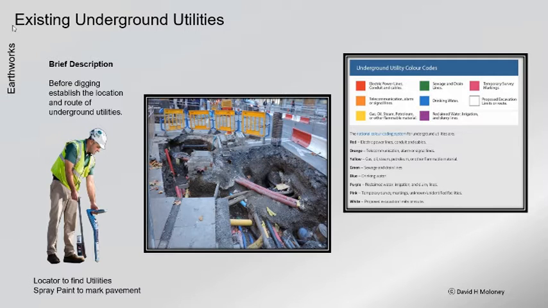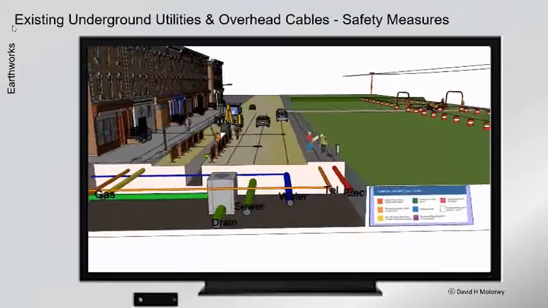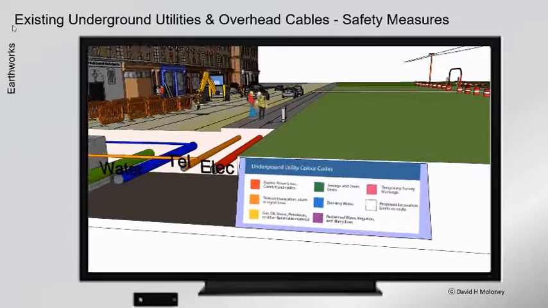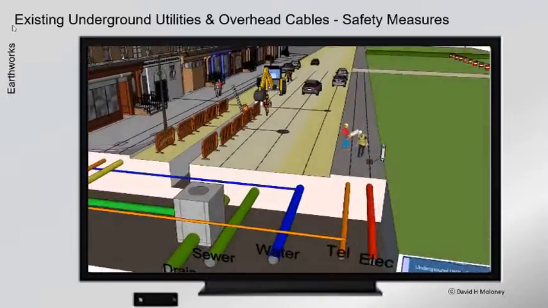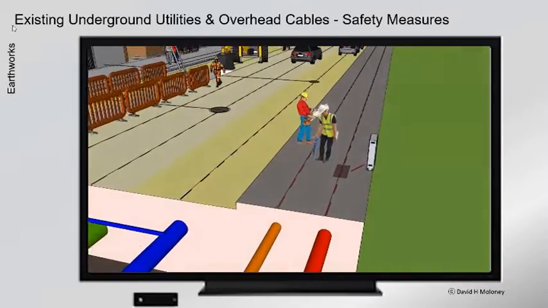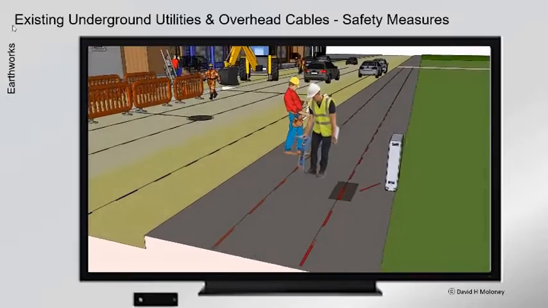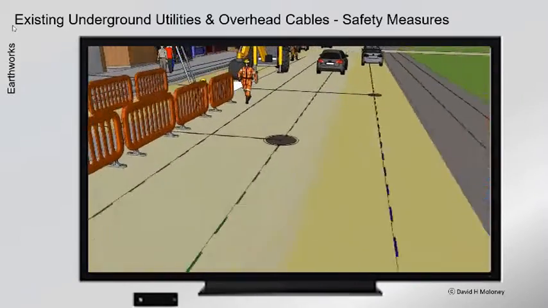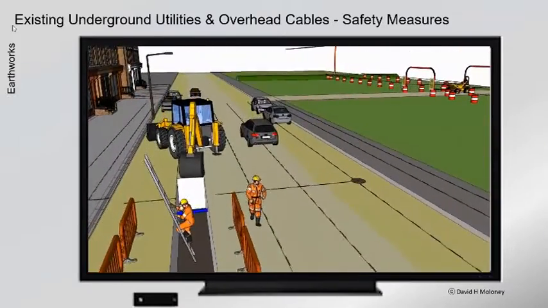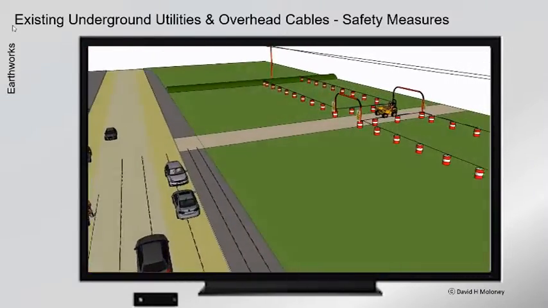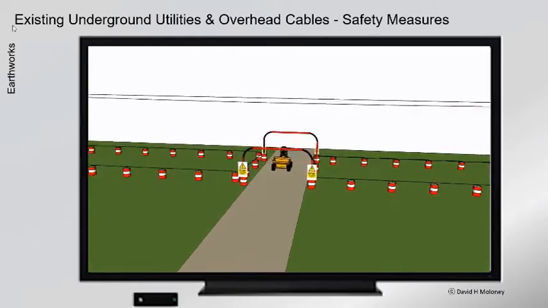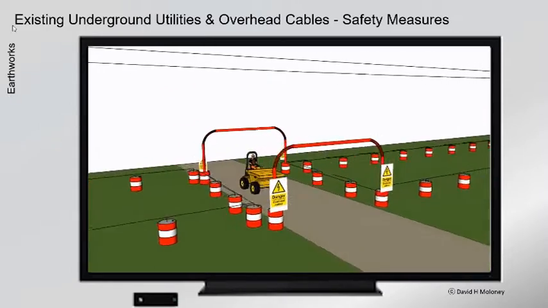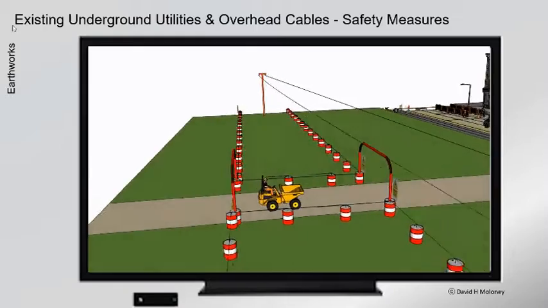Excavation safety. Existing underground utilities and overhead cables, safety measures. Before digging, ascertain the location and route of existing underground utilities from the utility companies and by opening manholes and chambers, and using utility tracing locators. Mark the route of underground services on the pavement with the depth and diameter, using the standard utility color code. When working near or crossing under overhead electrical cables, erect barriers parallel to overhead cables and goal posts for crossing under the cables.